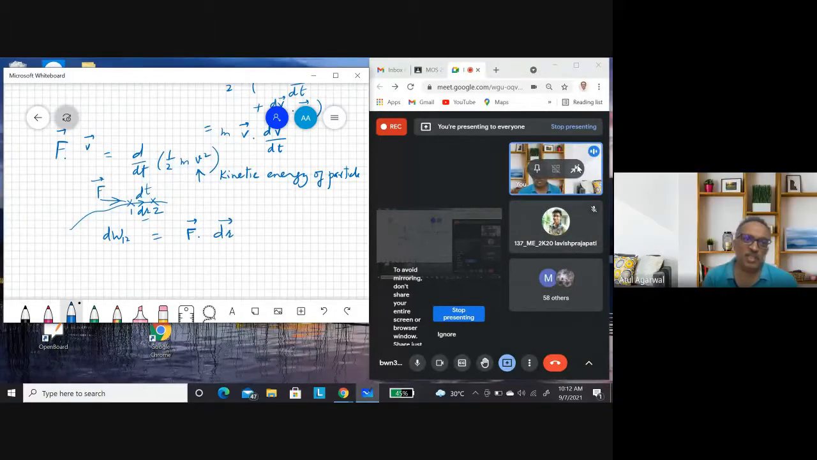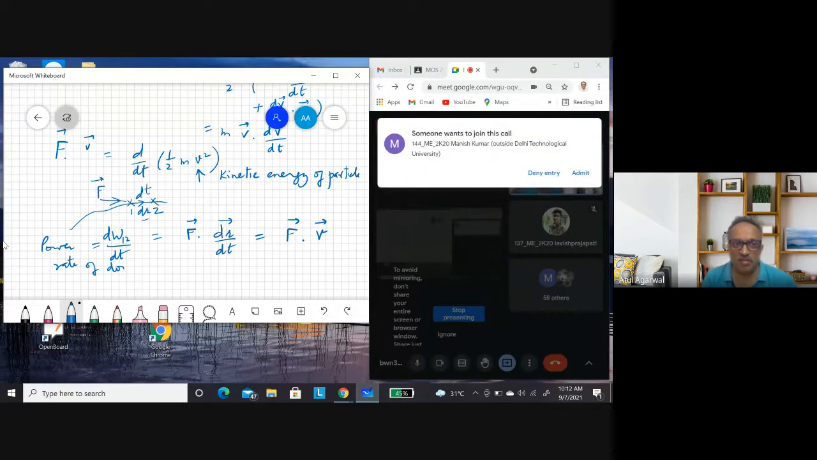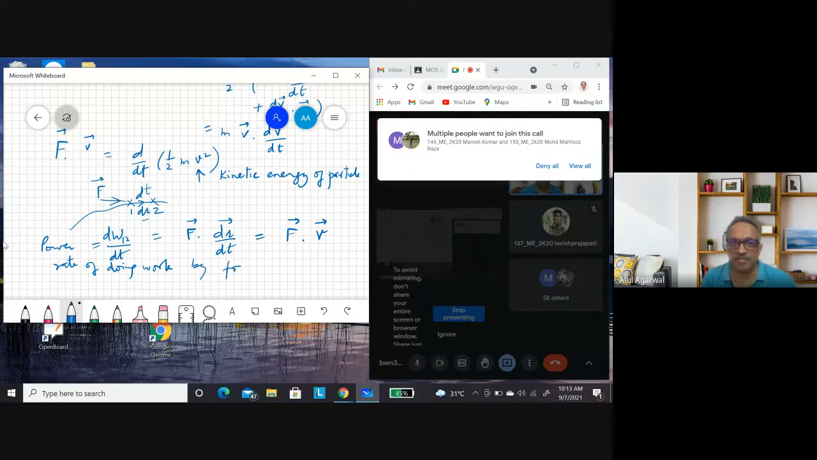This amount of work done, you can call the differential work done during the time interval dt. If you divide it by dt, you get F dot v. So what is the time derivative of work done? It is power, the rate of doing work by force F.